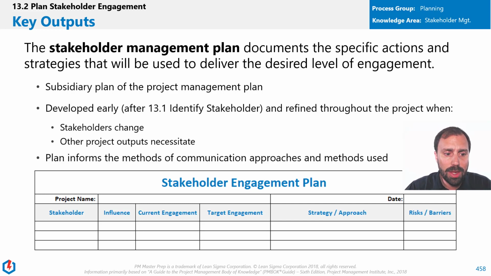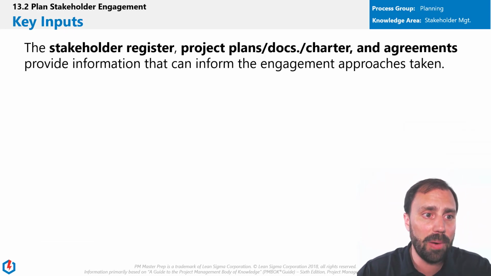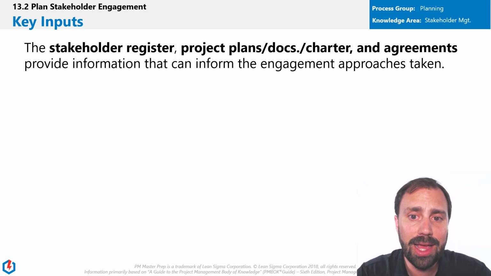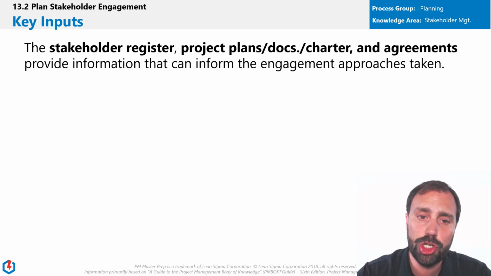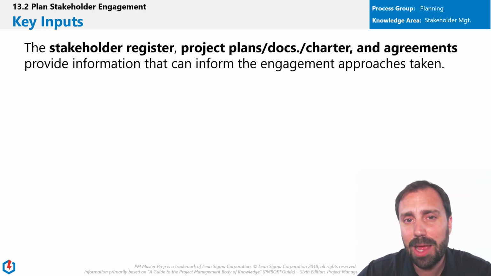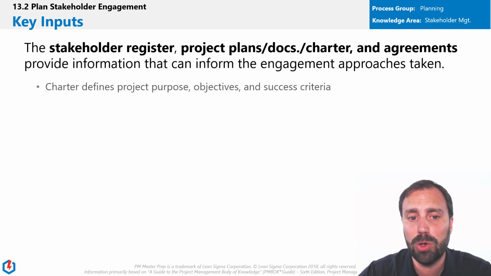Okay. So this plan is going to help us inform, like we said, our communication approach and our method use too. So what are our inputs? The stakeholder register really supplies the raw materials, right? Then our project plans and documents and our charter and our different agreements provide more color, more detail, more perspective so that we can select and pick the best engagement approach that we need.